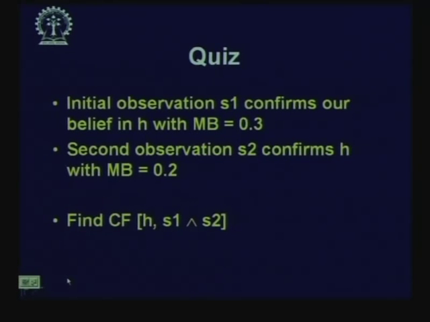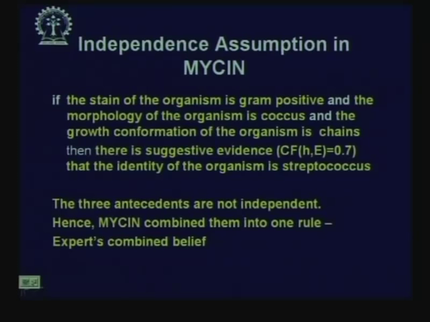There is a very important issue which we have not yet discussed regarding MYCIN rules or uncertainty factors. Let us look into that now. This factor is behind the success of certainty factors, or you can say that it is also a limiting factor of the application of certainty factors. That is known as the independence assumption in MYCIN. Let us look at this rule.